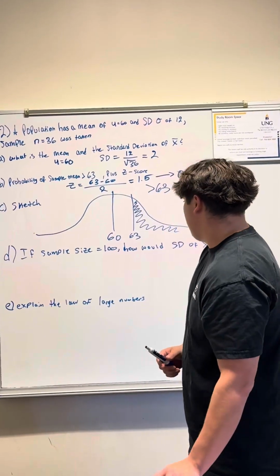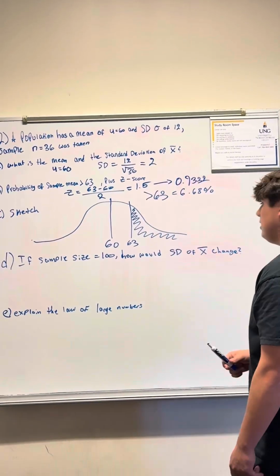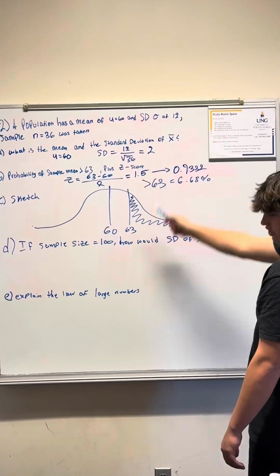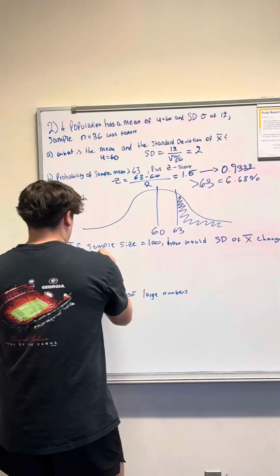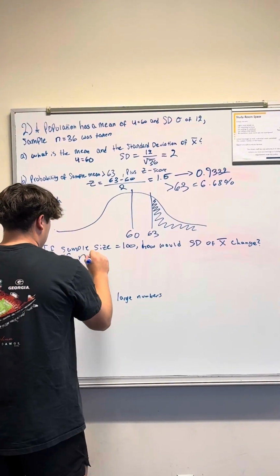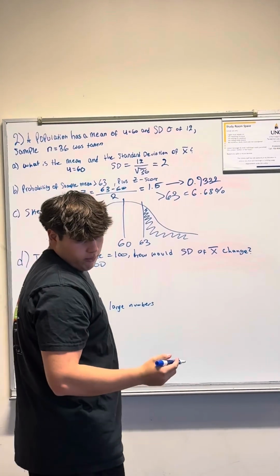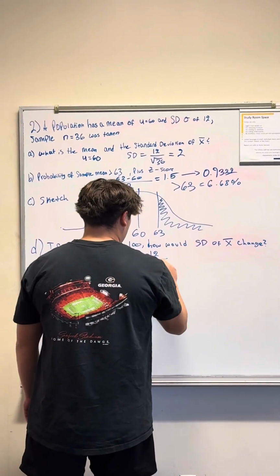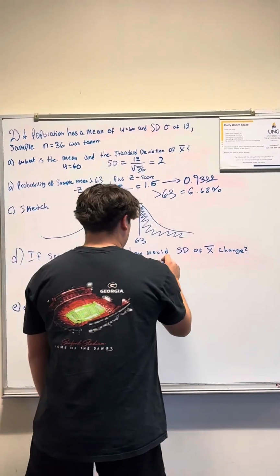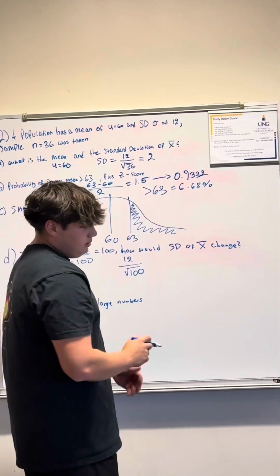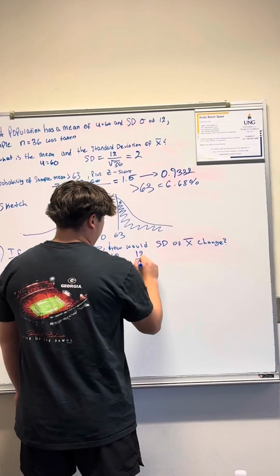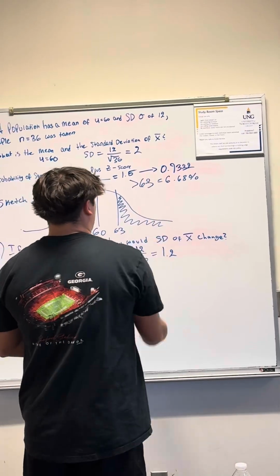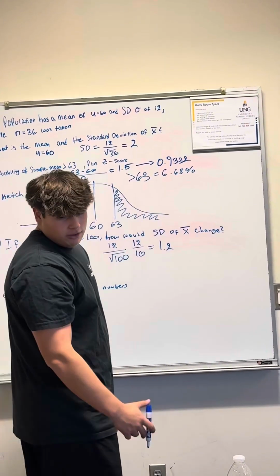All right, so for D, it's asking us, if the sample size is equal to 100, how would the standard deviation of x bar change? Basically, we're just going to do 12 over the square root of 100. So this is going to be 12 over 10, which gives us 1.2. So it just goes down by 0.8 in value.